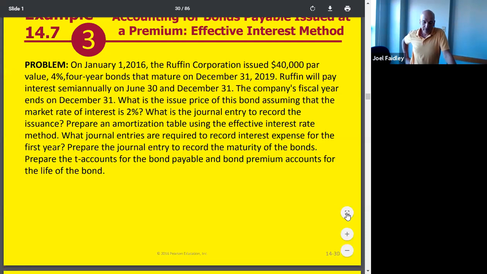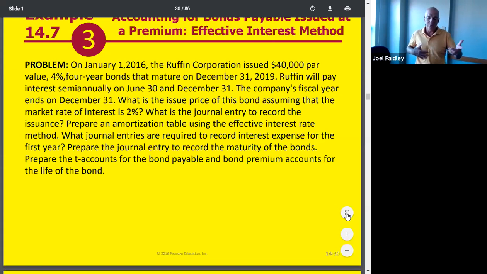Issue $40,000, 4% bonds, same thing as we saw in that other example. Paying interest semi-annually, they've changed that to twice a year. Fiscal year is on December 31, but the market rate of interest is 2%. That says that Joel Fadley Incorporated's bonds are going to pay 4% of $40,000. That's $1,600 a year, $800 every 6 months.